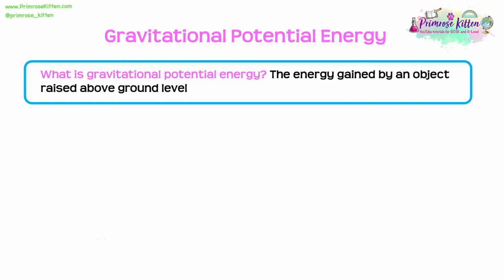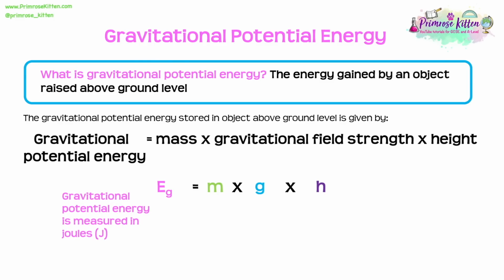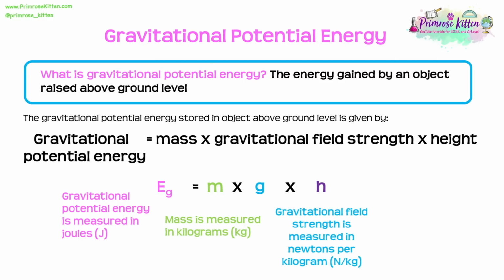Gravitational potential energy is the energy gained by an object raised above ground level. To calculate the gravitational potential energy, we multiply together the mass with the gravitational field strength and the height. If we do this using symbols, then that's Eg is equal to m times g, the gravitational field strength, times the height. Now looking at units, gravitational potential energy is measured in joules, just like all of the energies are. Mass is measured in kilograms. Gravitational field strength is measured in newtons per kilogram. And height is measured in meters.